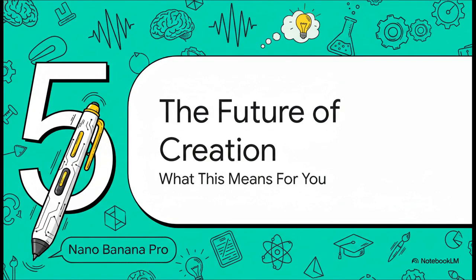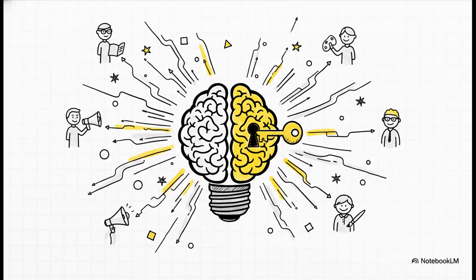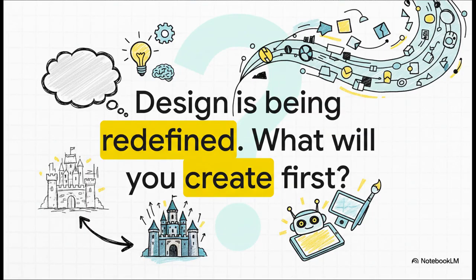So, what's the big takeaway from all of this? What does a tool like Nano Banana Pro really mean for the future of creative work? Ultimately, this is all about one thing: the democratization of design. This technology puts the skills and the power of a professional designer into the hands of anyone who has a good idea. It just removes all those technical barriers and lets creativity lead the way. The barrier between your idea and a polished final product has never been lower. The very definition of a designer is changing right before our eyes. So the only question that's really left is, what will you create first?